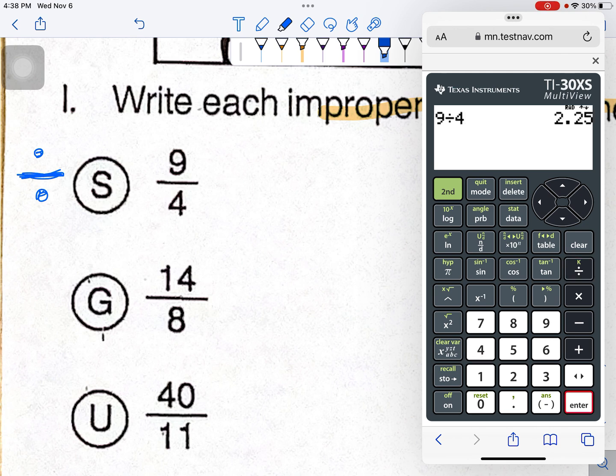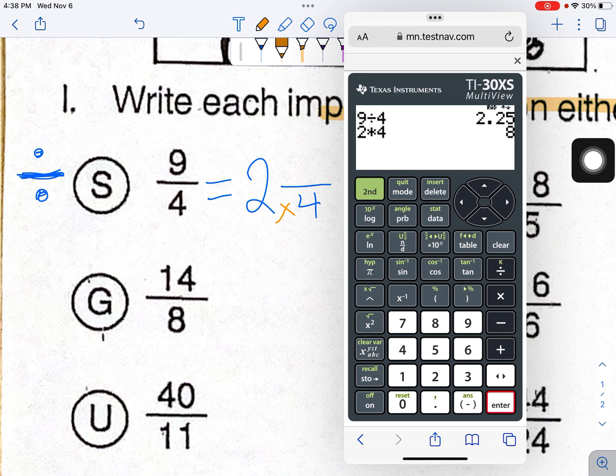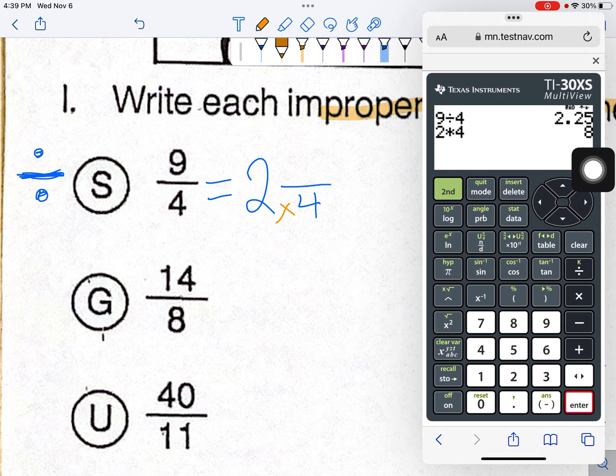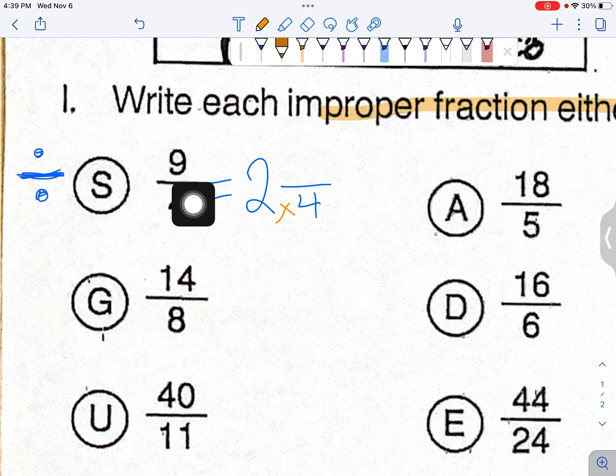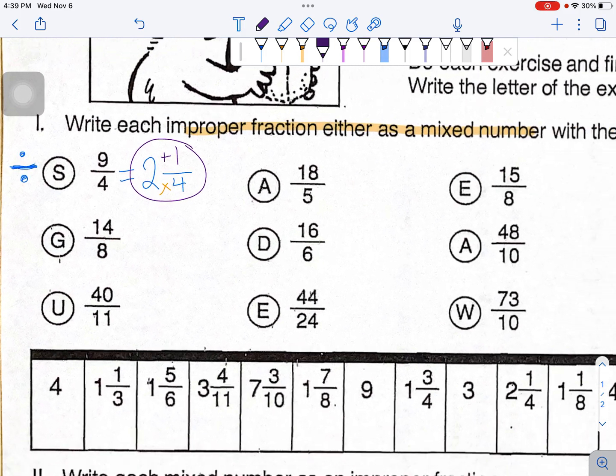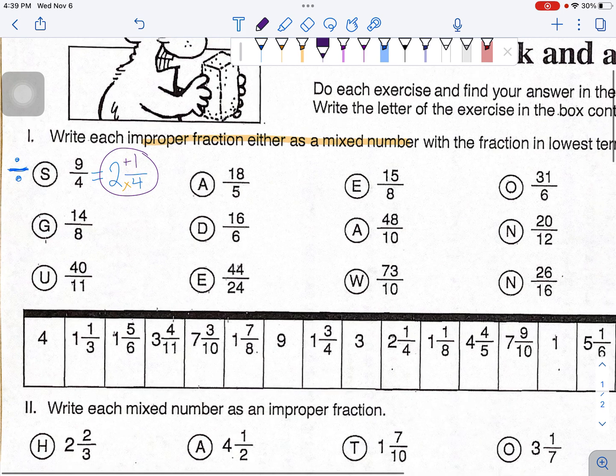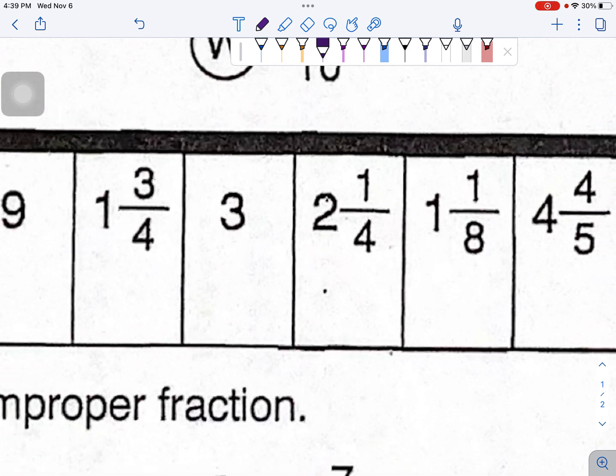That gives you a whole number of 2. We know the denominator stays the same. So now we have 2 times 4. That's 8. So I need the difference between the number I just came up with, 8, and the numerator, 9. That means I need to add 1 more. So my answer is 2 1/4. I would look down in the boxes and find 2 1/4, and I would write S.